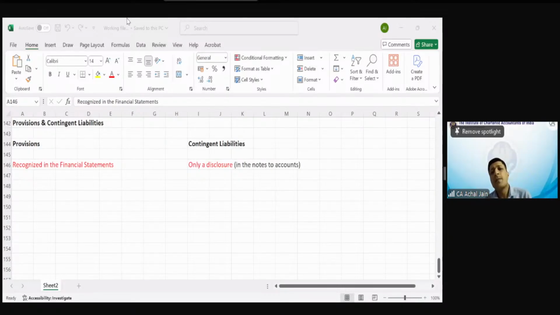What about others? Yes. What about others? Quickly. What will be the basis of recording of these items? Over to you. What will be the basis of recording of these items?